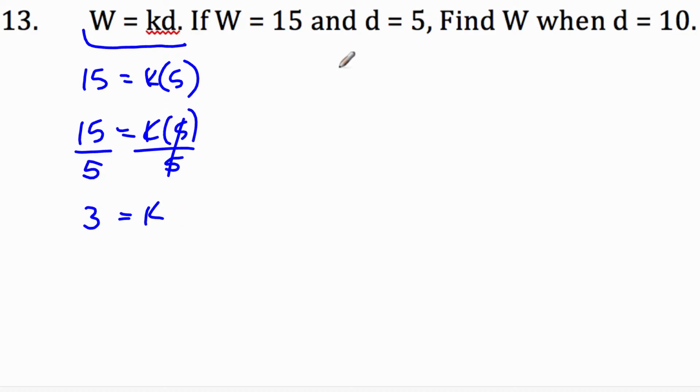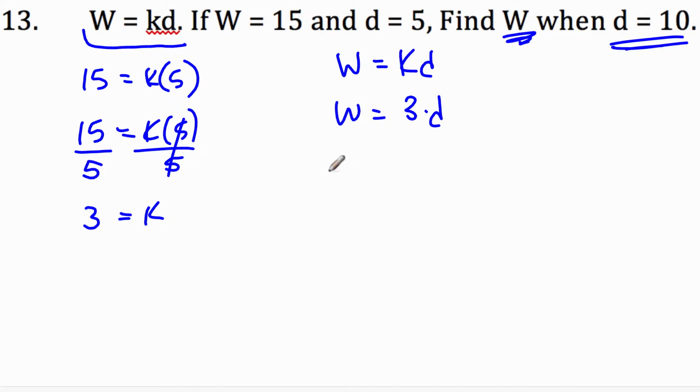So now I can write my formula. Instead of W equals K times D, I know what K is. So I can write it as W equals 3 times D. Now in the question over here it says, figure out what W was when D is 10. So W would be equal to 3 times whatever D is, 10. So 3 times 10 would be 30. Sig figs, 2, 1, 2. So I have to go to 1. That's 1 sig fig, so I'm good.